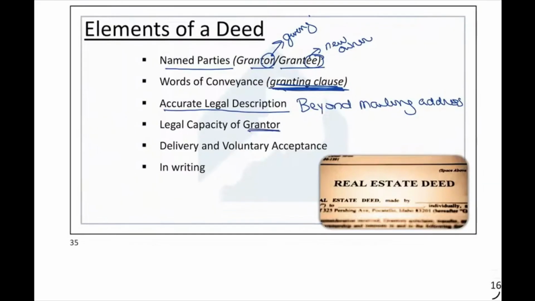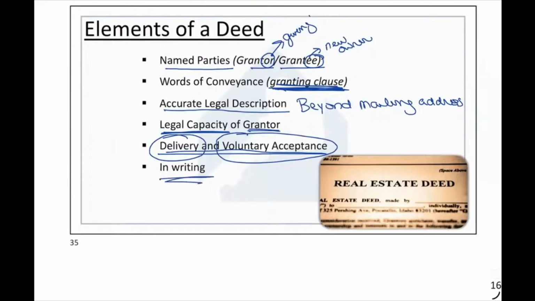The grantor has to be legally of age and have the capacity to sign. That deed needs to be delivered and accepted voluntarily. You can't just throw a piece of paper with all of this information in somebody's window and be like, it's all messed up, you're going to need to clear it with the EPA, and then think they're going to be responsible. In order for a deed to actually transfer title, the new owner needs to have it delivered to them, and then they must voluntarily accept it. And then, of course, it needs to be in writing.